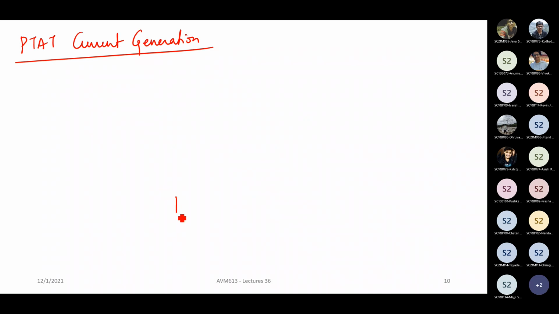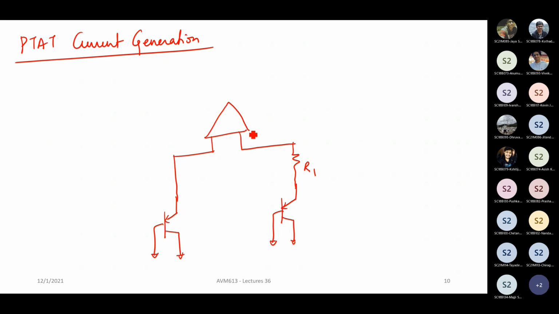Now, the same circuit, let's take the same core. The core remains the same. We have two PNP transistors, which are diode connected, and let us say this is your R1. Now, instead of connecting so many resistors, what I'm going to do is put two PMOS current sources.